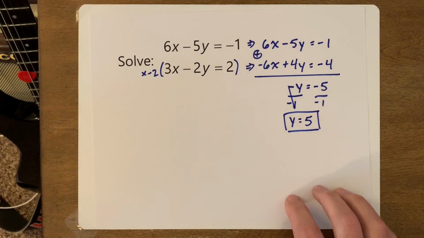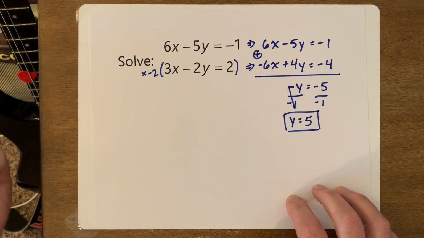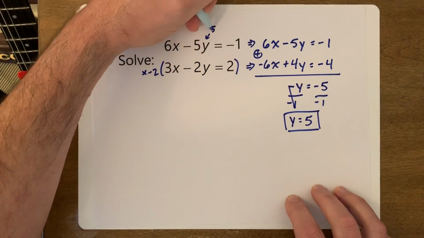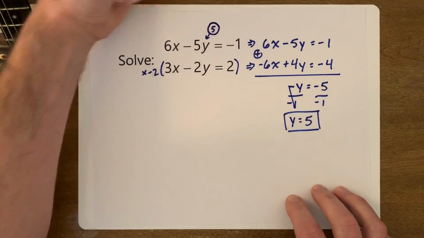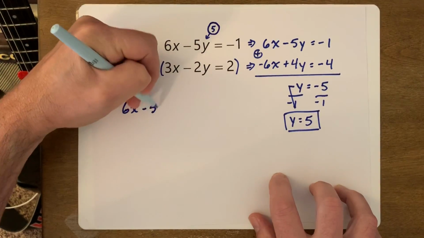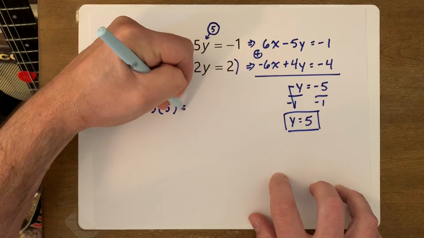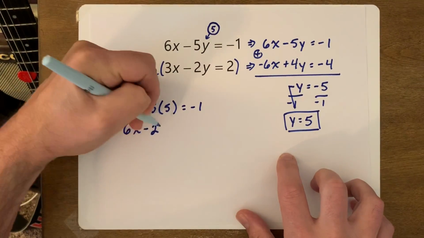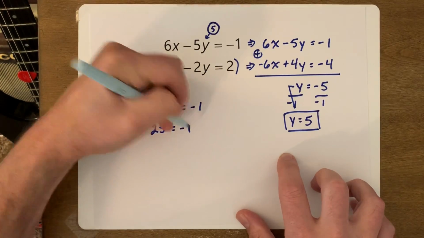Let's plug it in. It doesn't really matter where you plug it into. We'll plug it in the top one again, just to keep it constant, the same thing we've been doing. All right, so we have 6x minus 5 times 5 equals -1. So we have 6x minus 25 equals -1.